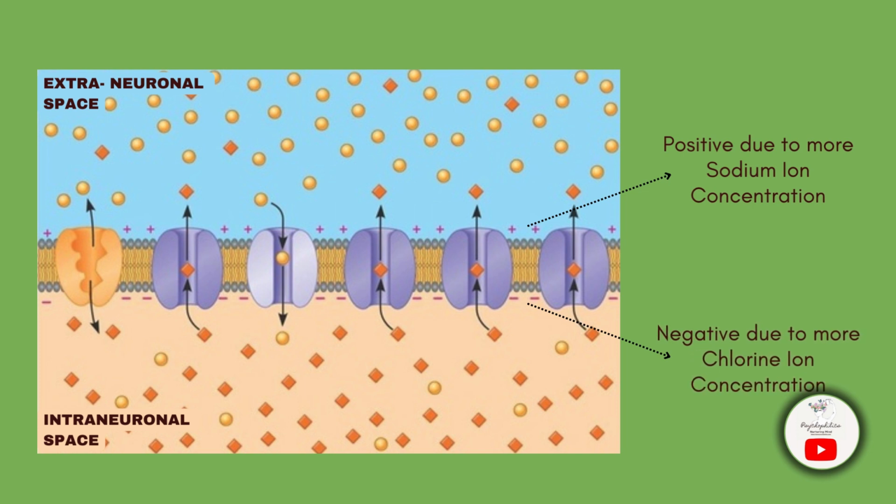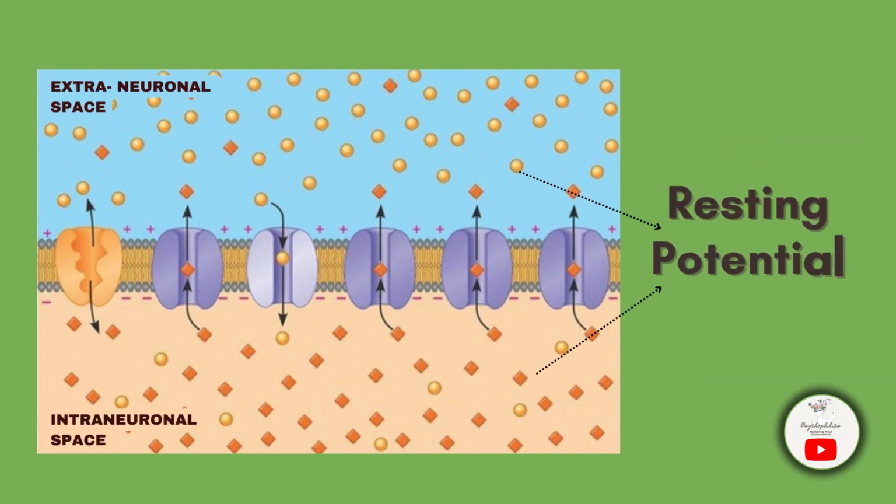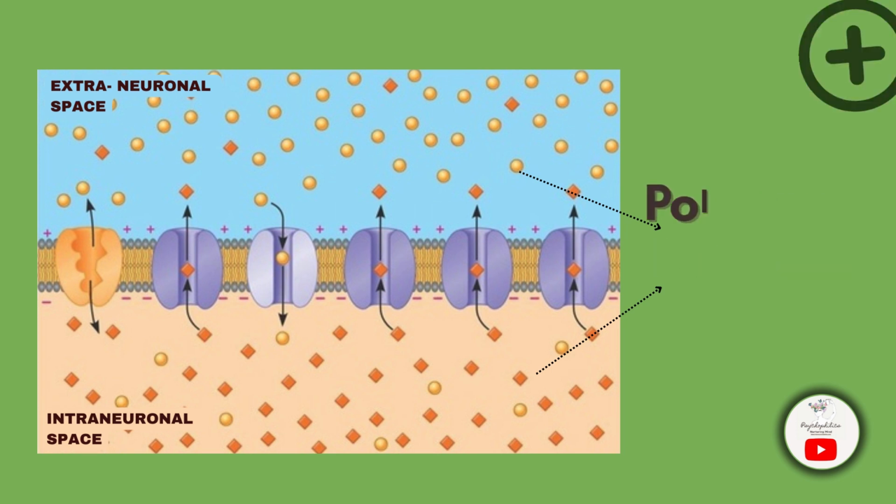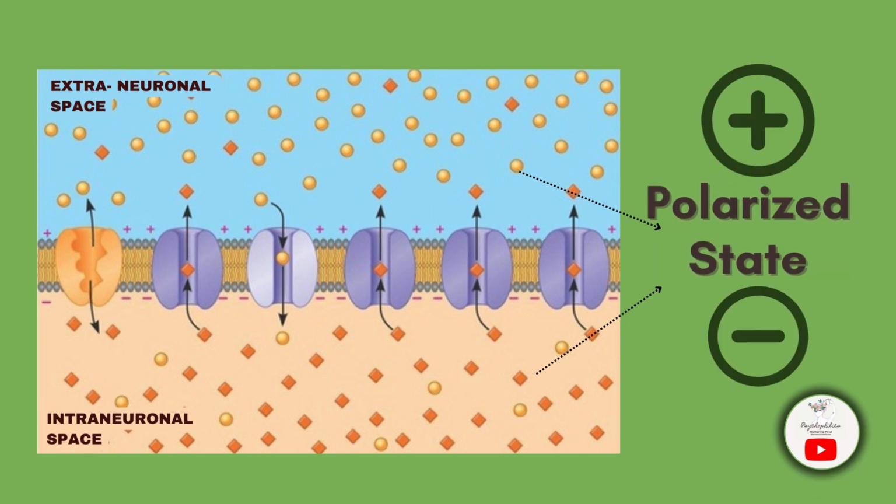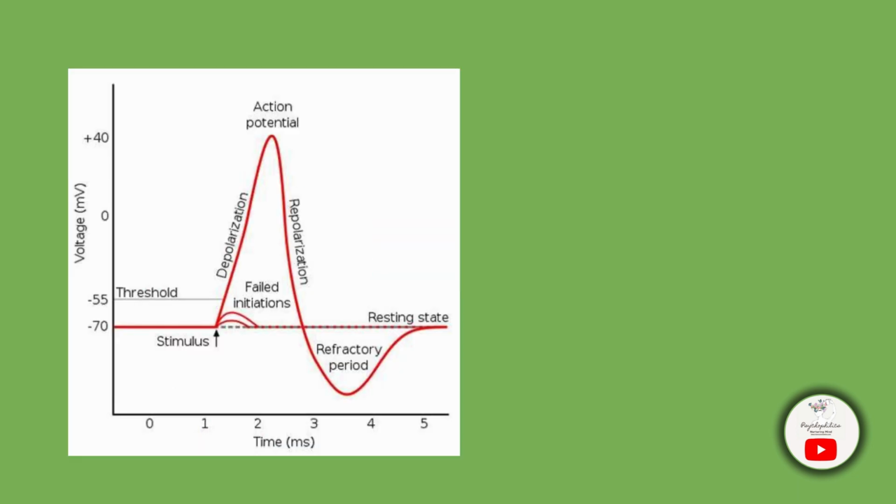When the neuron is at rest, it maintains a difference in electrical charge between the extraneuronal and intraneuronal spaces. This difference is called the resting potential. This resting potential keeps the membrane in what we call a polarized state. This resting potential of the neuron is approximately minus 70 millivolts.